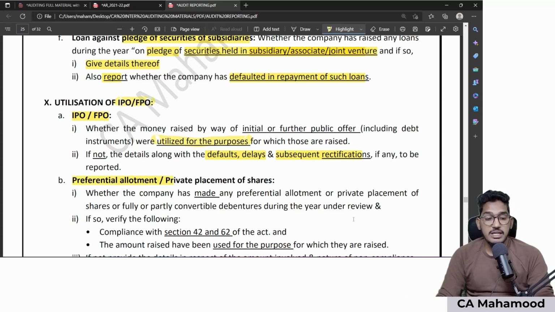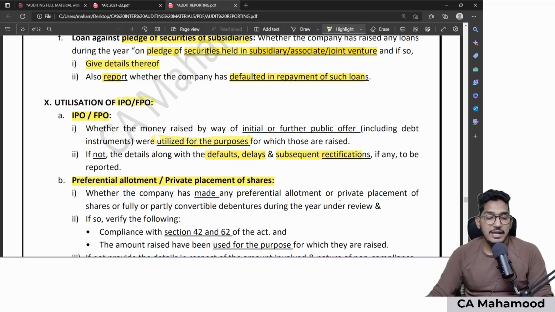Similarly, during the year, if there is any private placement or preferential allotment, the difference between IPO and this preferential allotment is in IPO, FPO, the offer will be open for everybody. But in the private placement, shares will be issued, but only for a limited group of people.